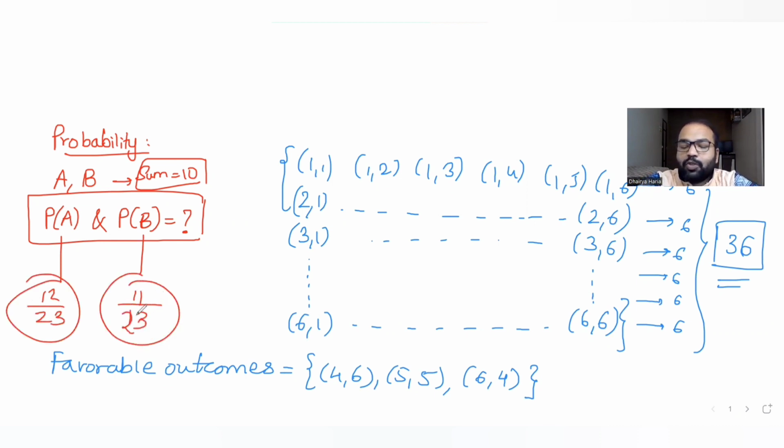If you see the options, the one which matches is B, so the correct answer for the question asked to us is B: the probability of A winning the game is 12 by 23 and the probability of B winning the same game is 11 by 23. I hope you have understood how to solve this type of question.